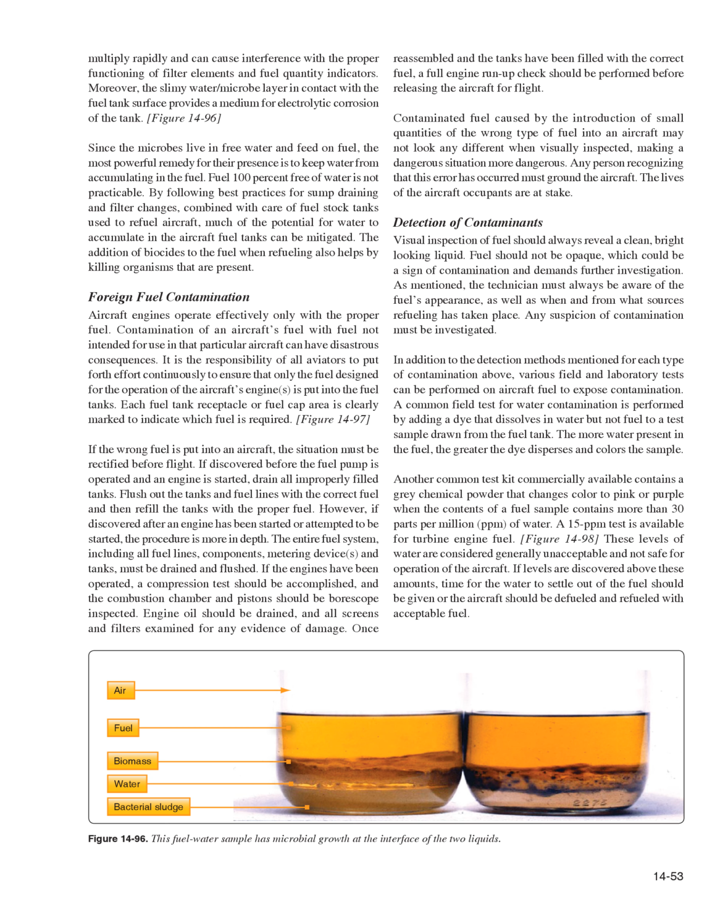Another common test kit commercially available contains a gray chemical powder that changes color to pink or purple when the contents of a fuel sample contains more than 30 parts per million (ppm) of water. A 15 part per million test is available for turbine engine fuel. Figure 14-98. These levels of water are considered generally unacceptable and not safe for operation of the aircraft.